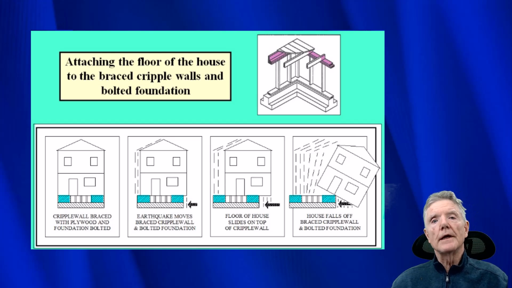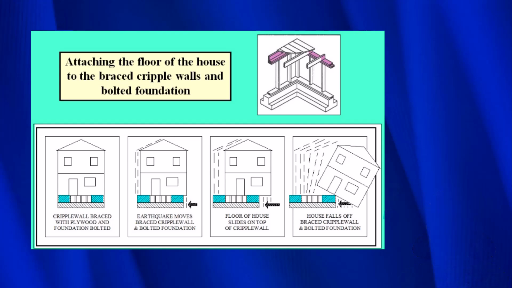Now that we've braced the cripple wall with plywood and bolted the cripple wall to the foundation, there's one more thing we need to do. We need to make sure that the house stays attached to the top of the cripple wall, otherwise it'll slide off. So let me show you how that works.